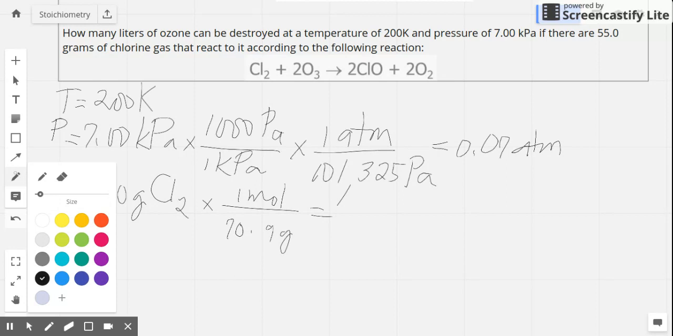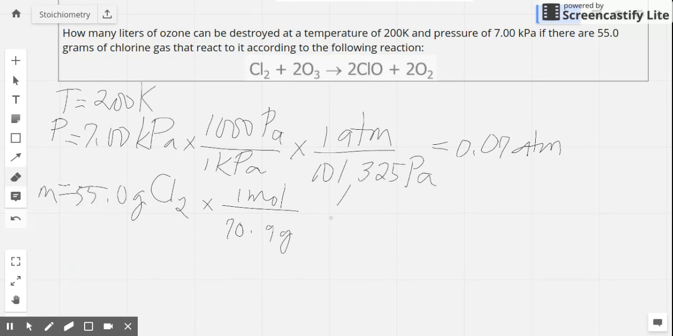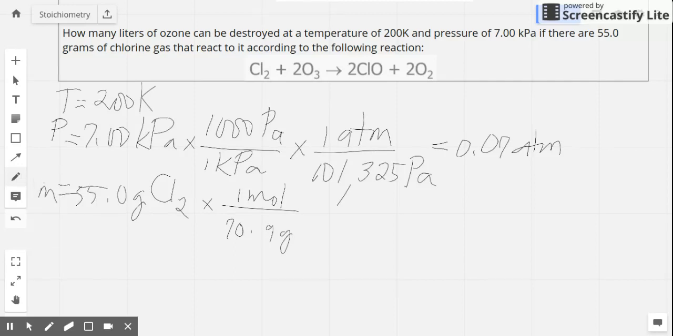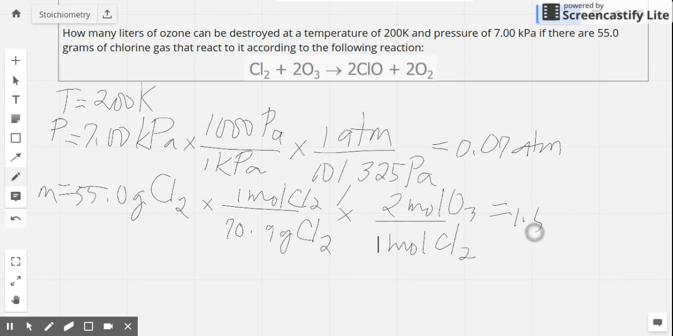Let me erase this. Because we are getting the ozone, it's better that we do the conversion already. So 55 grams of Cl2, multiply it by the molar mass of Cl2, and because the question is asking us for ozone, that means we do the mole ratio right away so we can get the mole of ozone. So that is, in the balanced chemical equation, 1 mole Cl2 and 2 moles of O3. So you'll get 1.55 moles of O3.